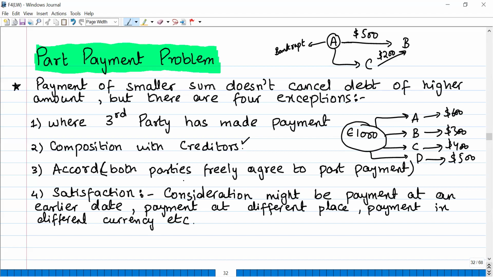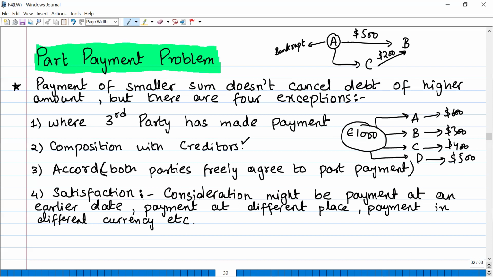Accord. Accord means both parties freely agree to part payment. For example, I have to pay you $500, but I requested you that I don't have $500 available. I only have 400. I will pay you 400. Please cancel my complete debt. So you can do that as well, because you are freely agreeing. You cannot forcefully force someone to agree to a smaller sum, but if you are freely agreeing, you can do that.